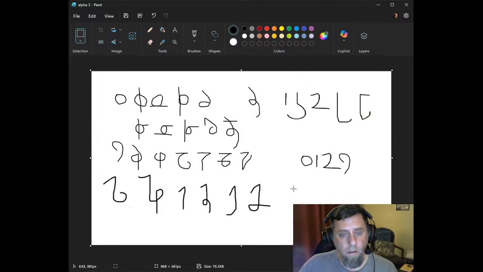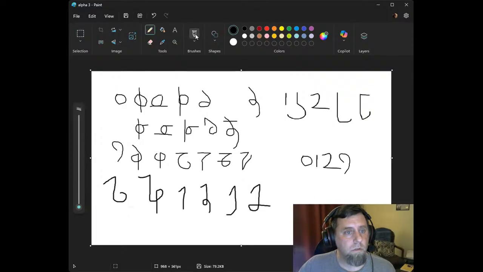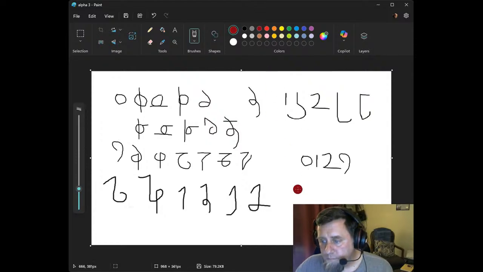All right. This right here is M-A-I-N. So if we were using this for English, the word would be main, as in the main theme or the main story. Okay? Now, if I use, let's use this brush here, the oil brush, and I use the red, let's use the dark red. Why not?